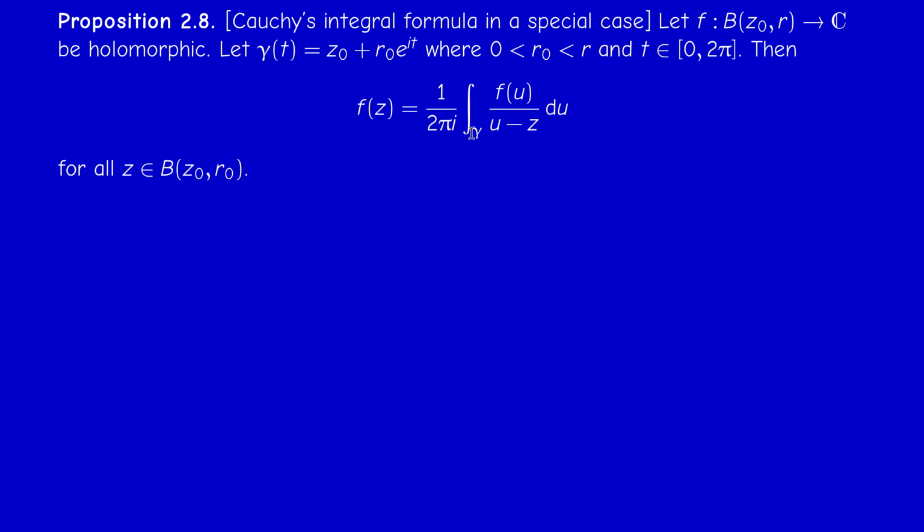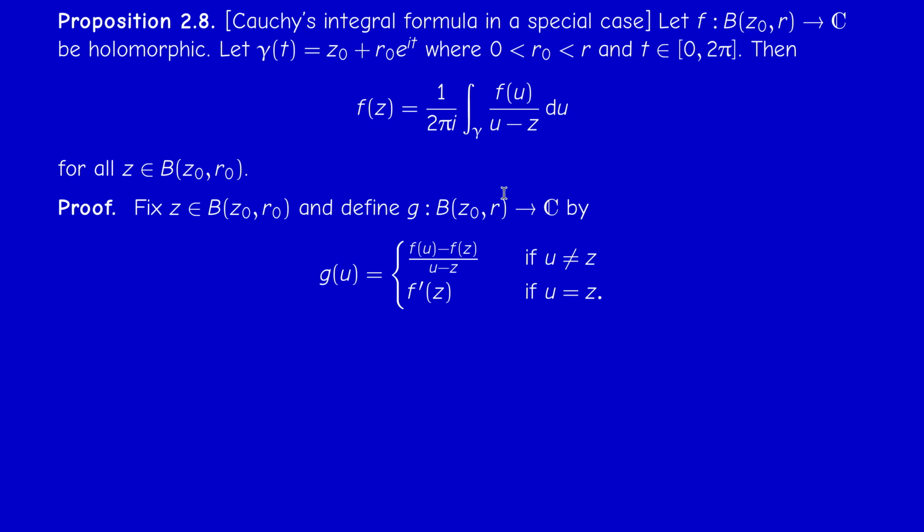Now, this result is actually a consequence of Cauchy version 2, applied to some special function. So, for any z inside the smaller disk, consider the function g of u defined on the bigger disk and given by f of u minus f of z over u minus z outside z. So if u is different from z. But if we want g to be continuous, you must set g of z equal f prime of z, because the limit of this ratio is f prime of z.